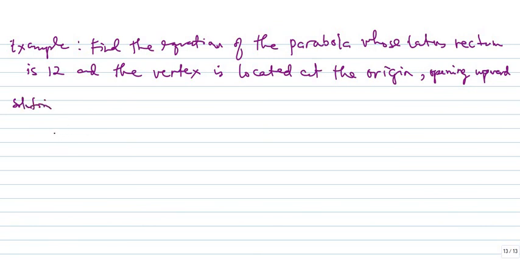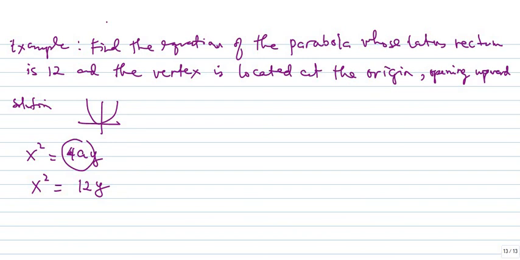Our solution now: if it is opening upward, that is linear in y. That means we have x squared equals 4ay. So the vertex is located at (0, 0) and the latus rectum equals 12. Therefore, x squared is equivalent to 12y, because this 4a is the length of the latus rectum, which is 12. So simply, we have this answer as our equation of the parabola.